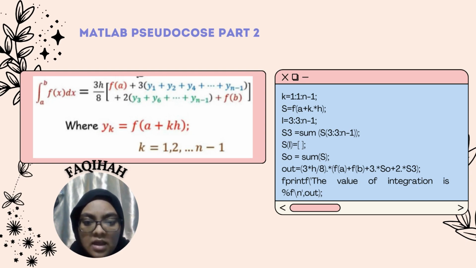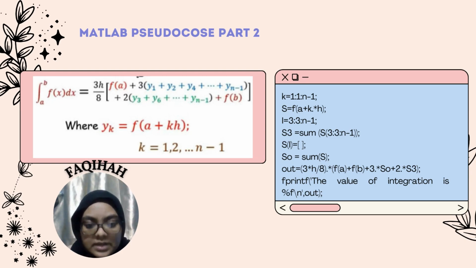So there's the value that is a multiple of 3. So we use the condition i equal to 3 to 3 to n minus 1. So this is all we're going to sum up as s3 equal to sum of s_i, and then s equal to sum of s, which is the 3 in bracket y1 plus y2 plus y4 until n minus 1.